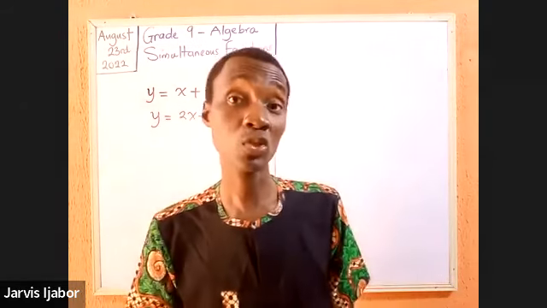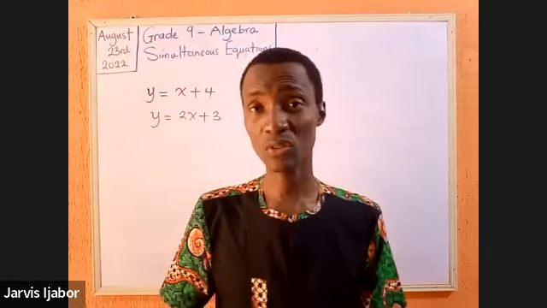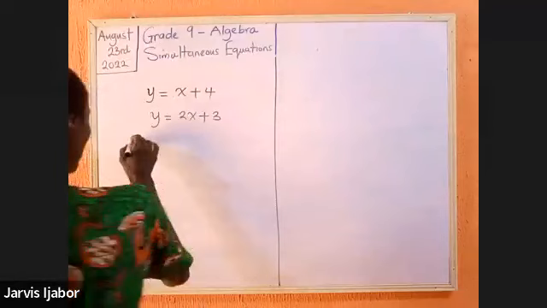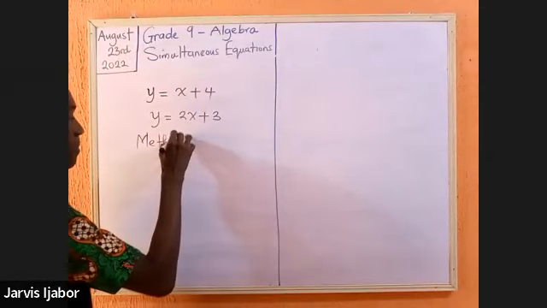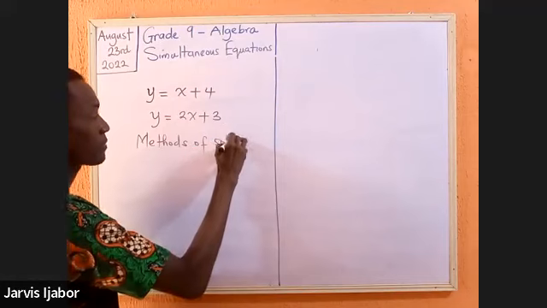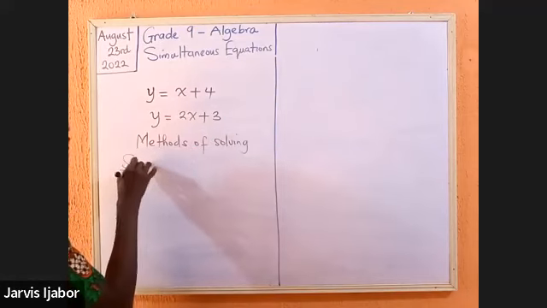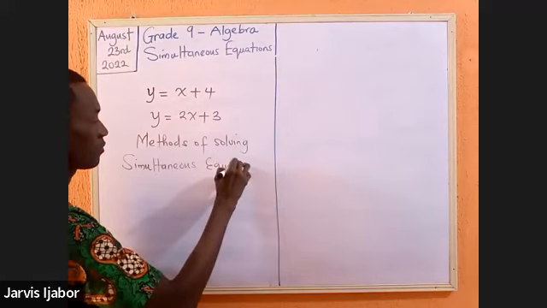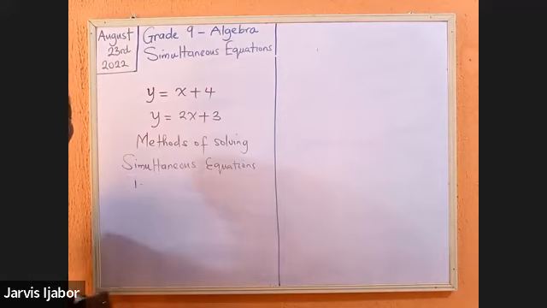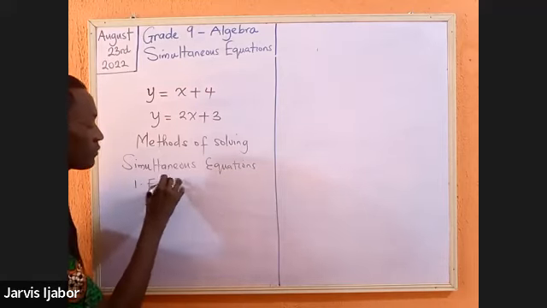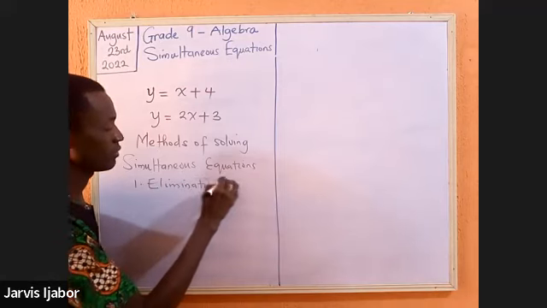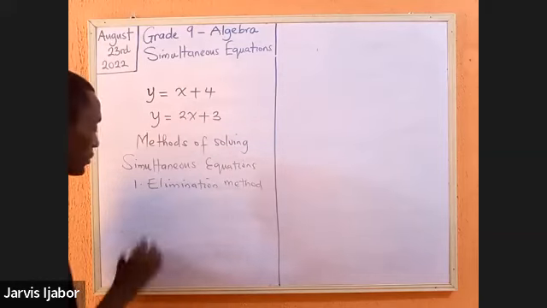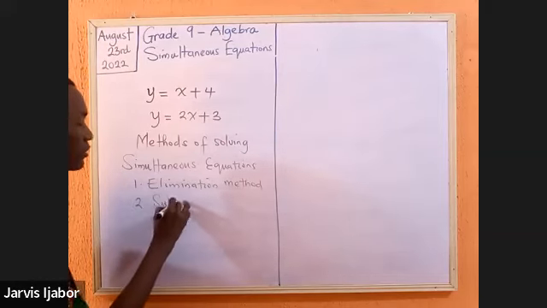There are different methods of solving simultaneous equations. I'll talk about 3 methods. Notice I'm very emphatic on the plural. The first method is what we call elimination. This is my favorite method. The next one is called the substitution method.